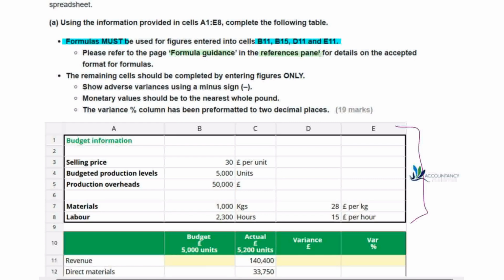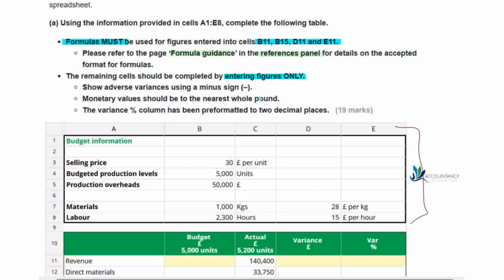The second bit is the remaining cells should be completed by entering figures only. So although for the 4 cells at the top we need formulas, the remaining cells that we fill in must have figures only, so we don't use formulas in those cells. All monetary values should be to the nearest whole pound. And we're told that the variance percentage column has already been pre-formatted to 2 decimal places.